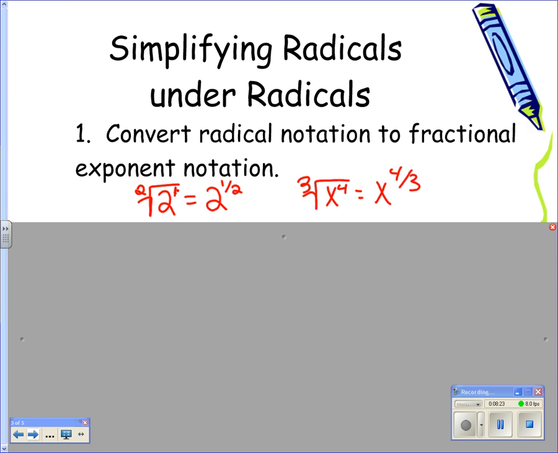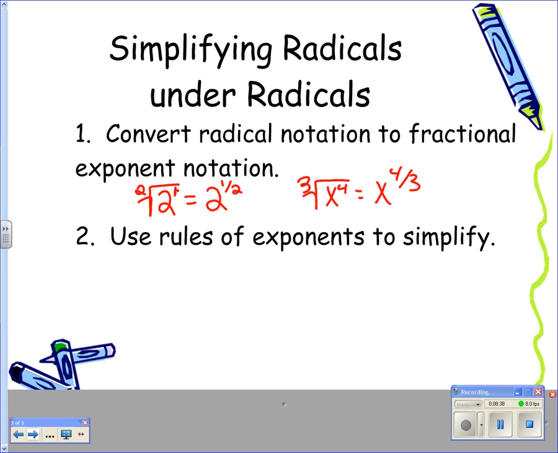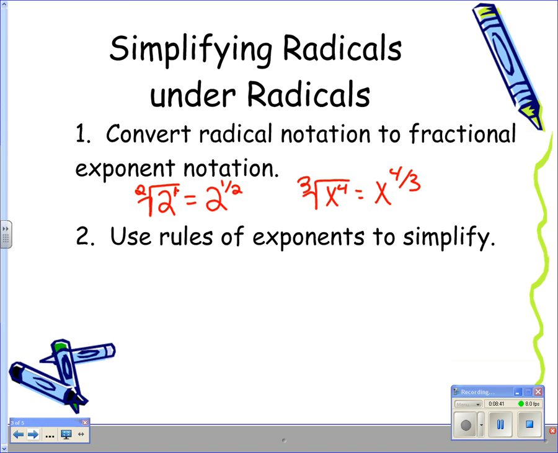Something like that. Everything, they're all going to be numbers, not variables. But you want to convert every radical into fractional notation. Okay? Yeah, you want to get rid of your radicals, and then you're going to use rules of exponents to simplify. You have to be very careful on these. They're not difficult, but they're very easy to make a mistake if you add when you're supposed to multiply, or vice versa.